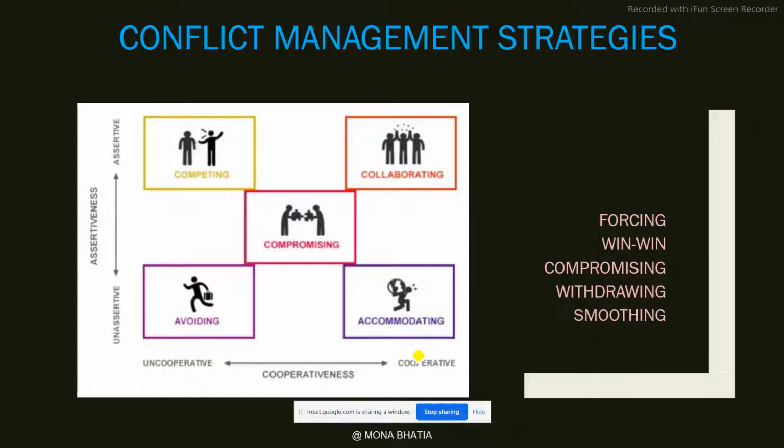Kisko kya problem hai, wo tab pata chalti hai. Otherwise, in bottled up emotions, people keep on swallowing their emotions, their feelings. They will not tell others. So it's important that conflict should arise, but it should be handled also very carefully. So there has to be management strategies in an organization, anywhere.